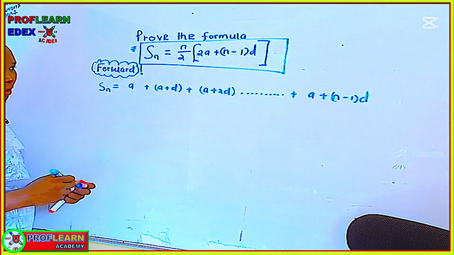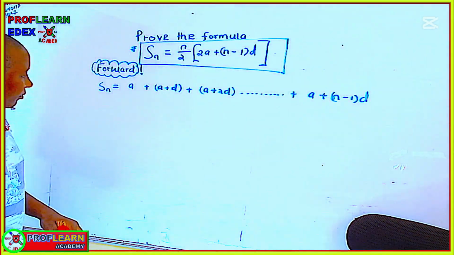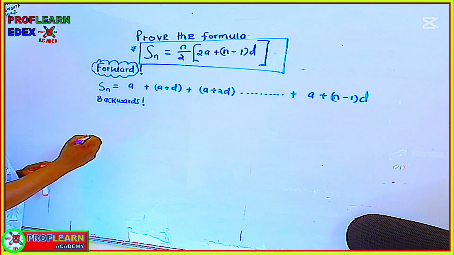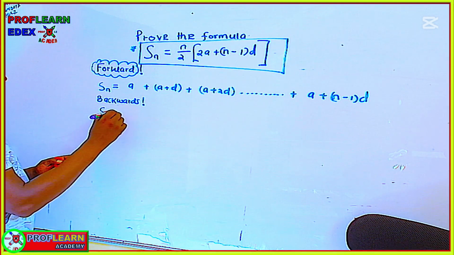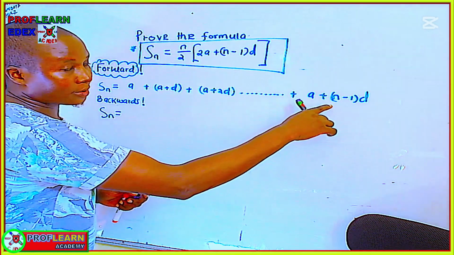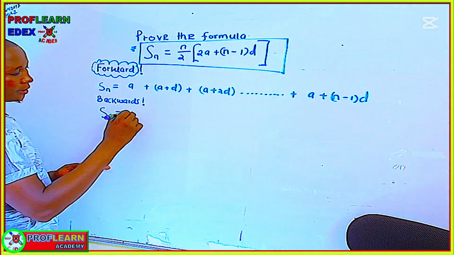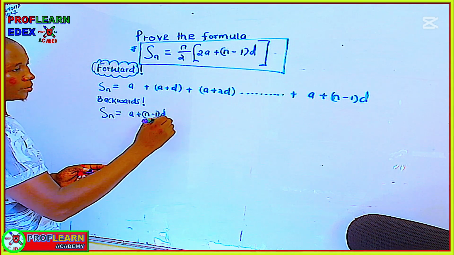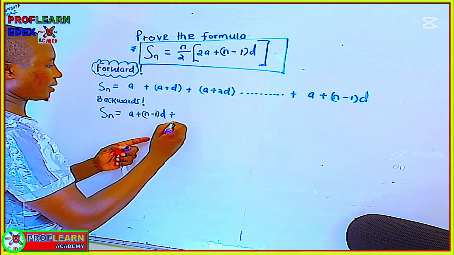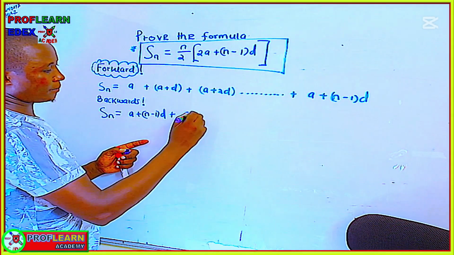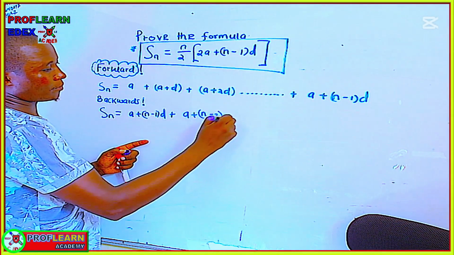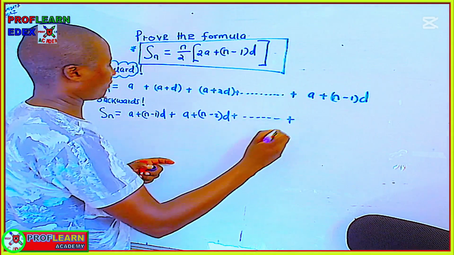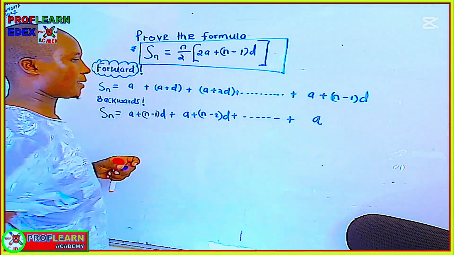Then we are also going to write this backwards. So the sum of n terms is going to be equal to, we shall start with this last term here, a plus n minus 1 into d, plus the next term, which will be a plus n minus 2 into d, and the series continues until we have this last term, a.